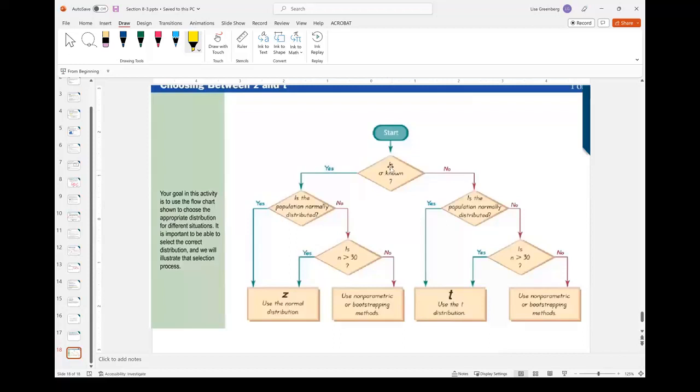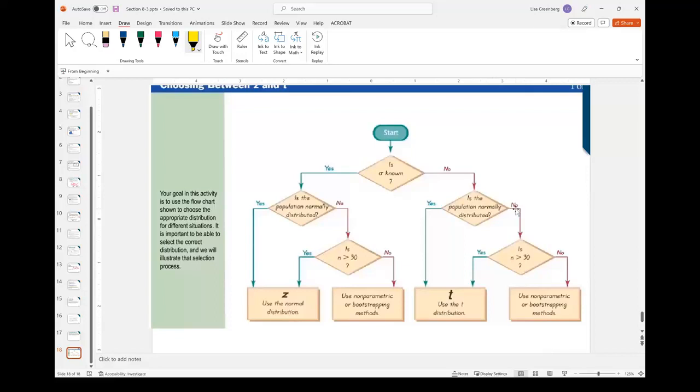Also, we could go the other way. We don't know the standard deviation of the population. We may only know the standard deviation of the sample. So we go here. Is the population normally distributed? Yes. We use our t-distribution.